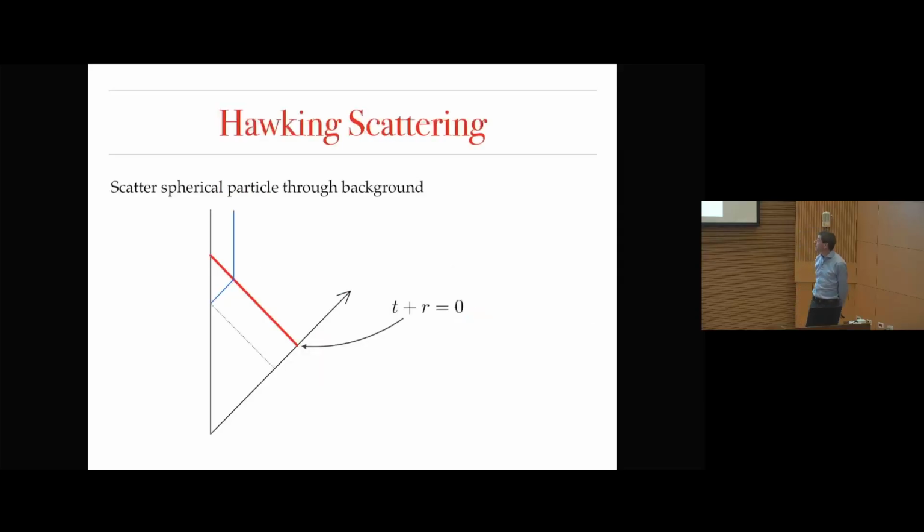Okay, now the scattering process just involves taking a particle and scattering it right through this geometry. We choose a spherically symmetric particle. There are various reasons for that, but one particular reason is that since the whole situation is spherically symmetric, this takes advantage of the symmetry of the problem. So I'm just going to take some spherically symmetric particle and scatter it right through the origin.